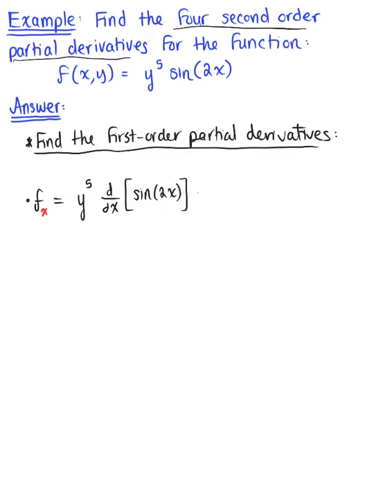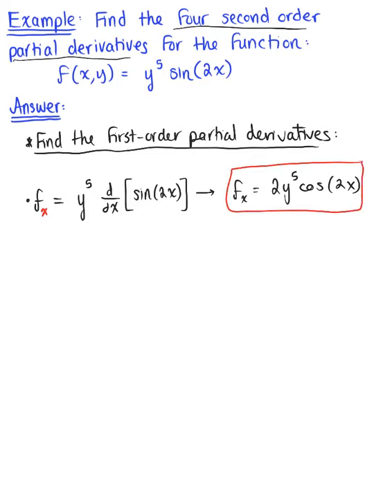And so this leaves us with the first order partial derivative of the function with respect to x being equal to 2y to the 5th cosine of 2x. So there is our first order partial derivative.